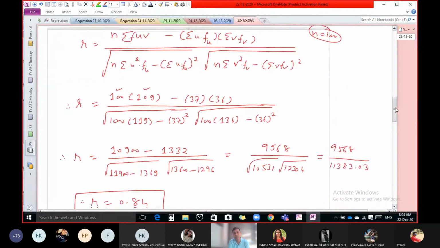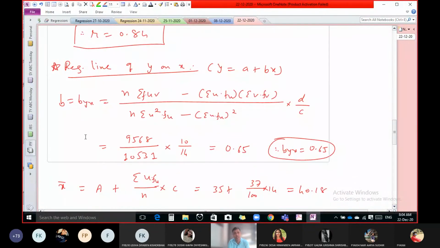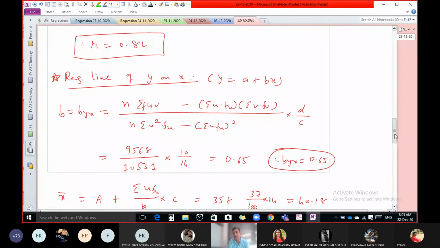it depends. Here we have to find the regression line of y on x, so you have to use the suffix x. That means x is converted into u. So here you have to write the term related to u only. And one most important thing is you have to multiply this by d by c. Any of you know why we have to multiply it by d by c?